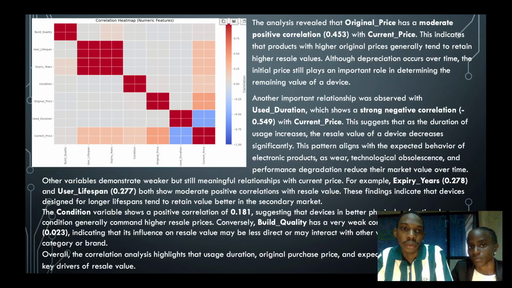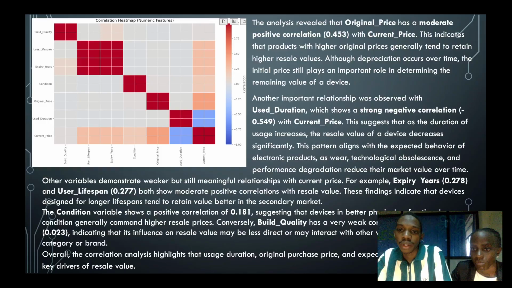So first, we have the correlation heat map, and the analysis revealed that the original price had a moderate positive correlation with the current price. This indicates that products with higher original prices generally tend to retain higher resale values. Although depreciation occurs over time, the initial price still plays an important role in determining the remaining value of a device.